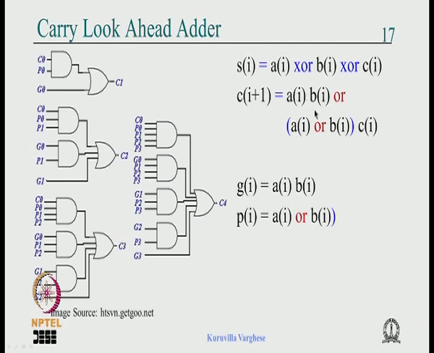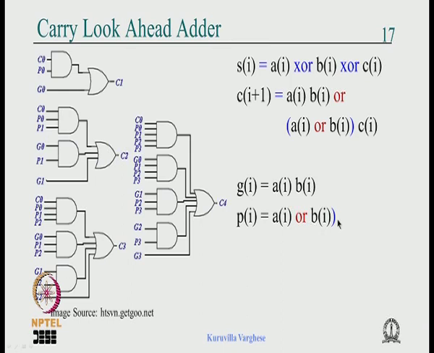So that is called generate, the carry is generated at this stage. But if any one of them is 1, AI or BI is 1, then the carry is generated if input carry is 1. So C1 is 1 if A0 or B0, either of them, is 1 and C0 is 1. We call that propagate, that means if AI or BI, the carry before the carry input is propagated to the carry output. So we define two things, GI which is AI and BI, and PI which is AI or BI.